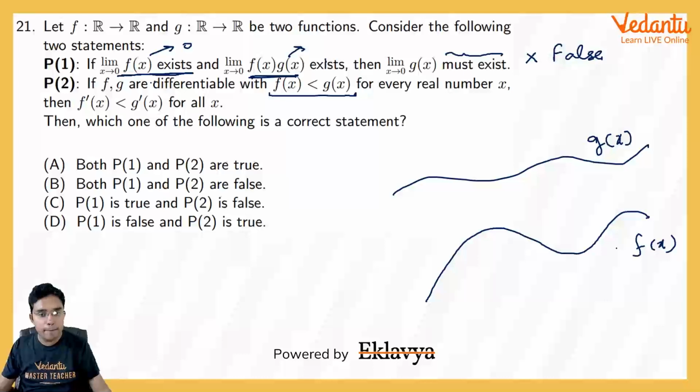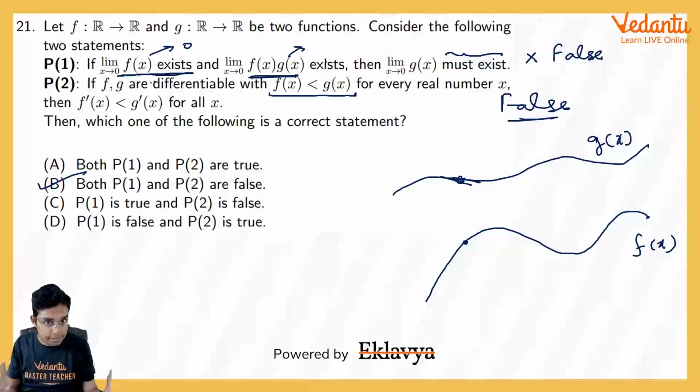Okay, but can we say that at every point f dash x will be less than g dash x? I think not at all. g(x) is decreasing in this region, so g dash x will be negative. f(x) is increasing, so f dash x will be positive. So saying f dash x will be less than g dash x is also wrong. So both statements seem false here. Let us see. Both are false. So the answer is P. So this question is easy, I will say. If you have a good understanding of limits and differentiability, then this question is easier.